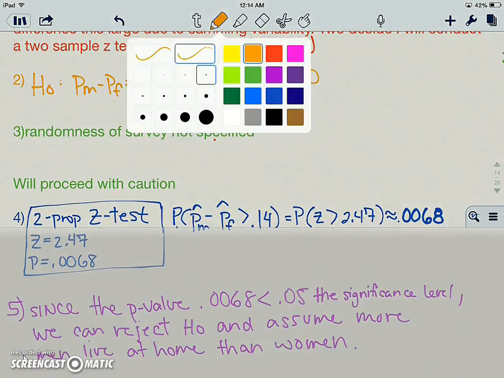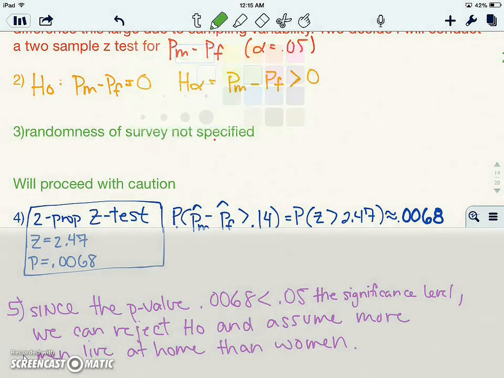Now we need to check our conditions. Well, randomness was not specified, so right now we would proceed with caution, but we also need to check np, nq. So the number of people that were men times the p hat of the men, that would be 150 times 0.48, which is equal to 72, and that is greater than 10.